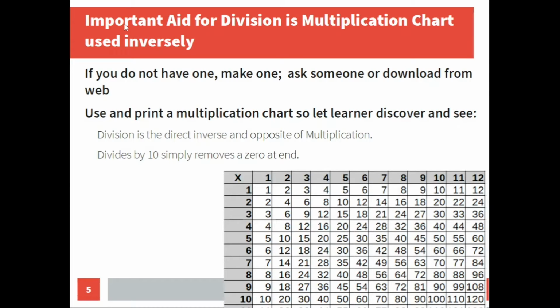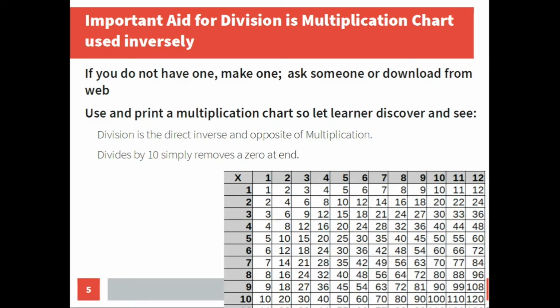Multiplication and division are basically the same. You do get a separate division chart that you can use, but I prefer to use the multiplication chart so that you show the child that division and multiplication are the inverse of each other. You can also start teaching him that the term inverse is used in maths to show opposite. In maths, we don't use the term opposite, we say inverse. You can make the division chart yourself, and you can put the multiplication and division charts together.